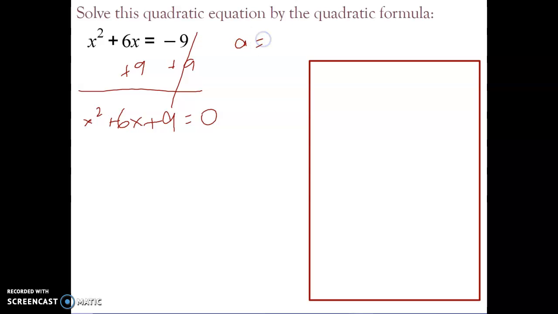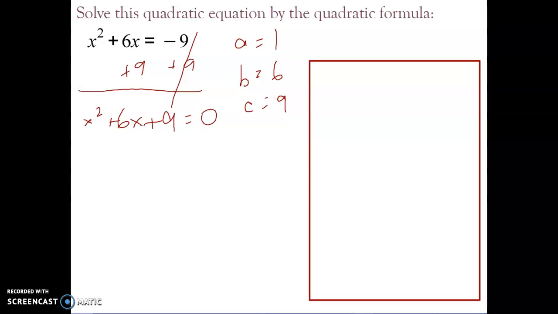So let's identify a, b, and c. That's going to be our first task. Okay, so a is the coefficient on x squared. Remember when there's nothing there that you can see, that's the understood one. b is the coefficient on x. And c is my constant term. Okay, so let's substitute that into the quadratic formula.